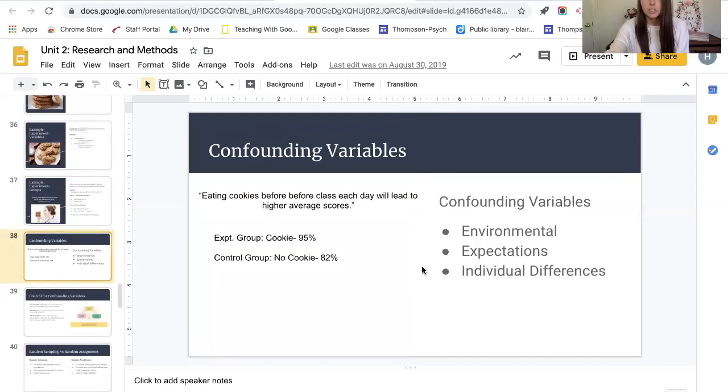And then we're trying to eliminate any sort of confounding variable, which is just something that can get in the way, right? So any environmental issues or differences, any expectations, any individual differences. So for example, if I put all of the smart kids in the experiment group and all of the lower achieving kids in the control group, that's a confounding variable, right? They need to be random to avoid that bias.